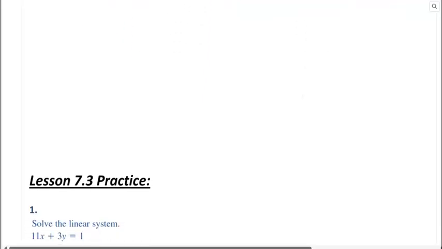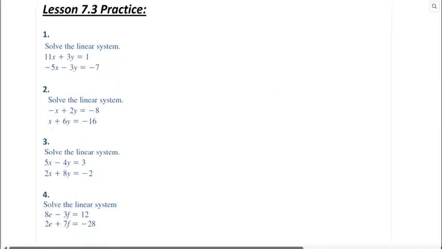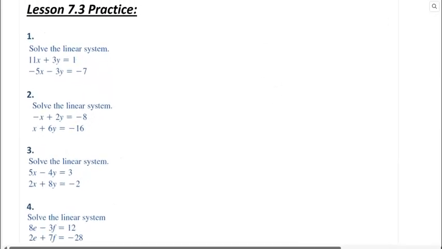Okay, well, there you have it. If you need to rewatch this video, please do, in case you missed something. And here are your 4 systems of equations to solve using elimination or linear combination.